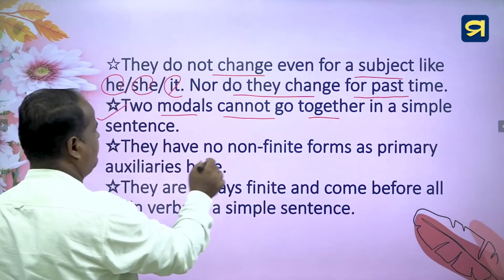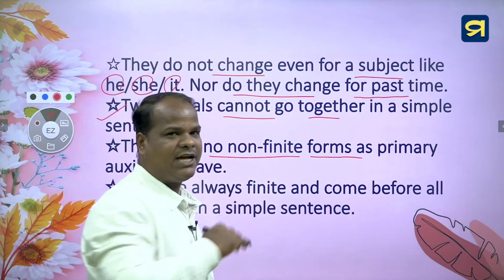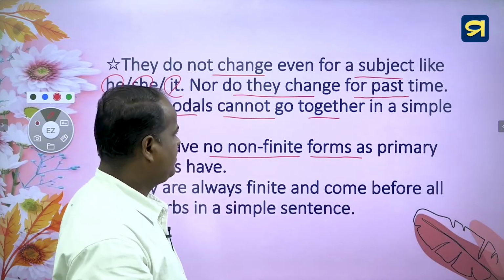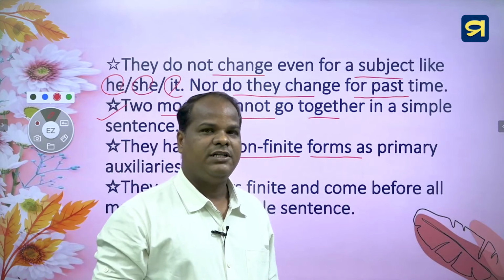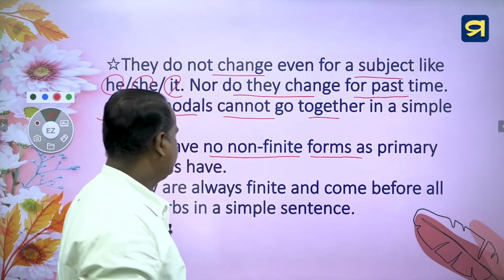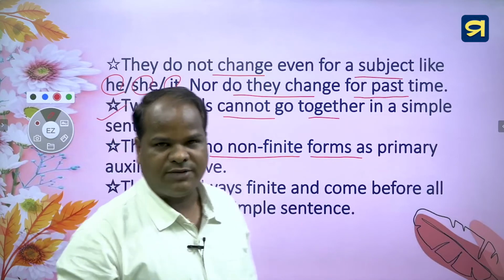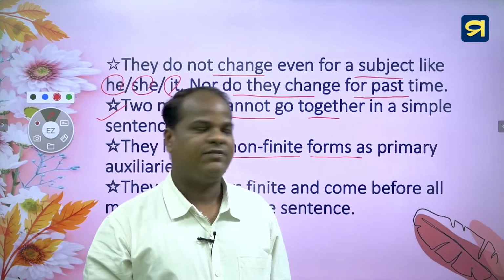Next, they have no non-finite verb forms. The modals have no non-finite verb forms. You have known the non-finite verb is one that has no tense. The verb which has a tense is known as a finite verb. So students, non-finite verb is of four types. First one is to plus infinitive. Second one is bare infinitive. Third form is participle or ing form. And fourth one is ed or en form.